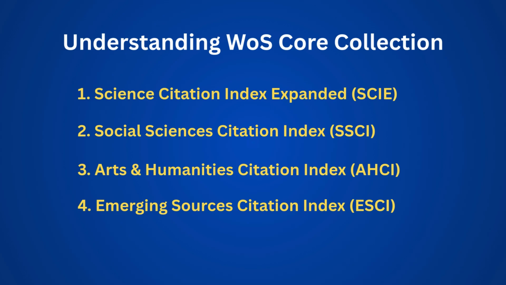The second one is Social Science Citation Index. It covers disciplines like education, sociology, psychology, economics, political science, and more. Especially important for researchers working in the social sciences.